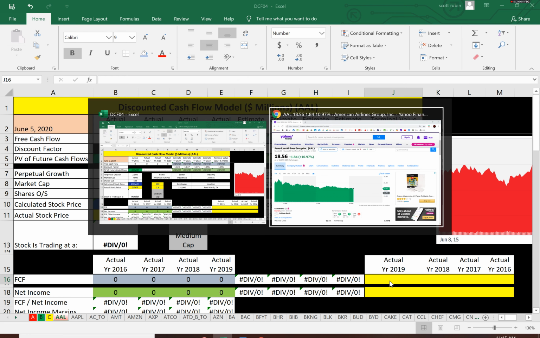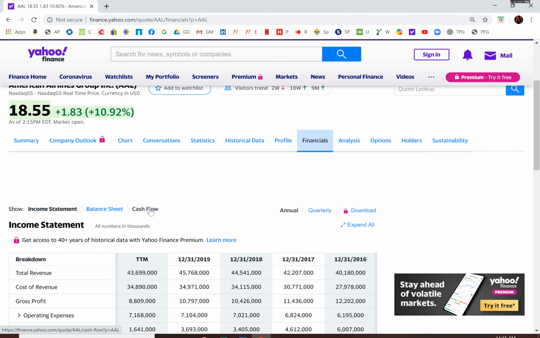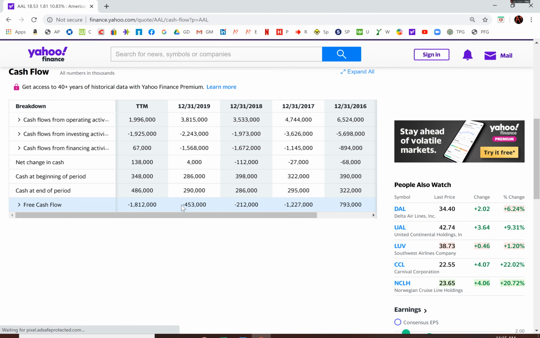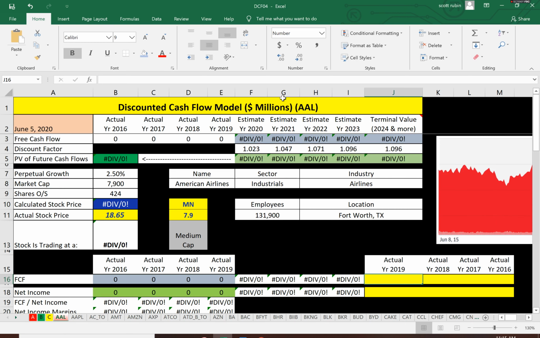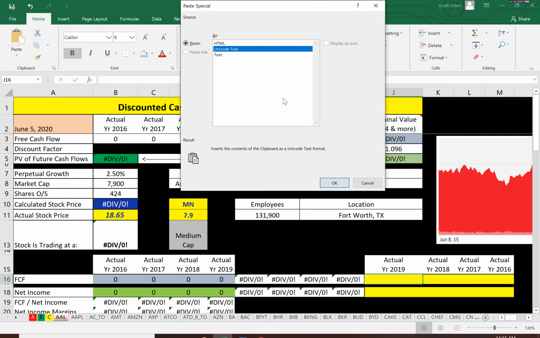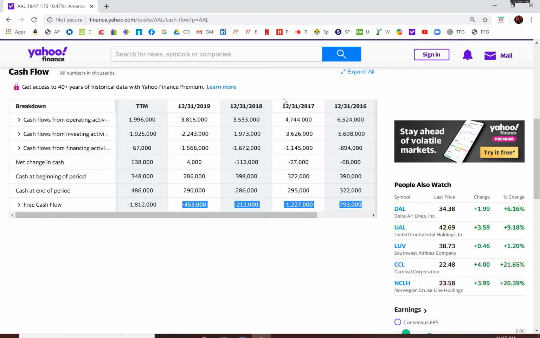Now let's get the actual free cash flows. We'll go to the financial section in Yahoo, go to cash flow. Free cash flow is the cash that's remaining after an operating period. So after running a business, this is how much cash they have left over. So you can see 3 out of the 4 years, they lost cash. So they had to take on more debt, which isn't a good sign.